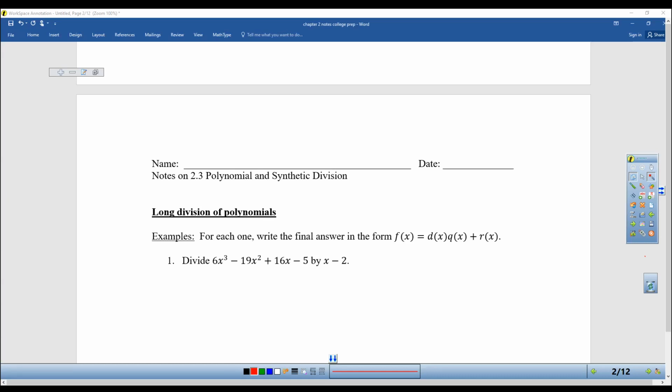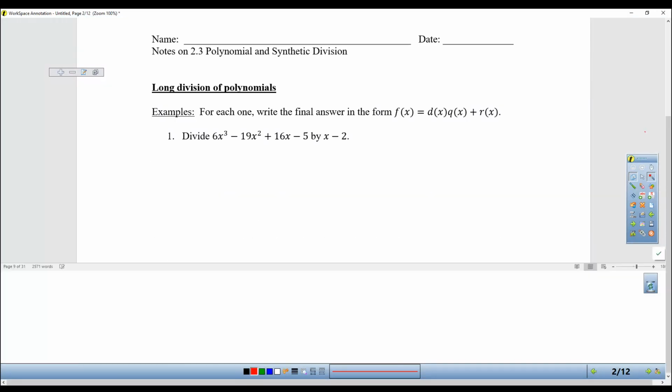Hello, everyone, and welcome to section 2.3 in Precalculus, Polynomial and Synthetic Division. In order to understand how to do long division using x's, you really have to know how to do it with numbers first. So I am going to do a brief example. If you think you already know how to do this, you're welcome to skip ahead.